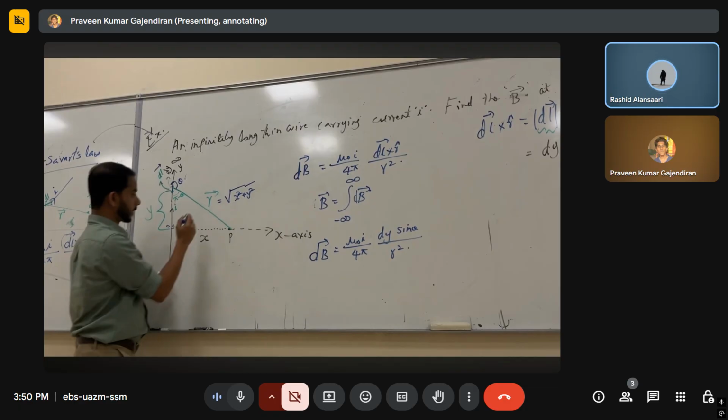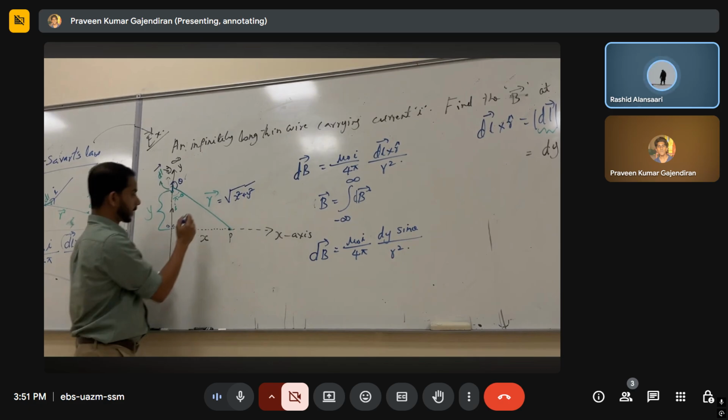Just try reading it by yourself, you'll understand. Just take a minute to read it. I don't understand this. Theta is equal to tan infinity. Y is equal to x tan theta. Sine is equal to mu I over 4 theta, right? Look, our second one is dy sine theta over r squared. What happened to that? It just disappeared.